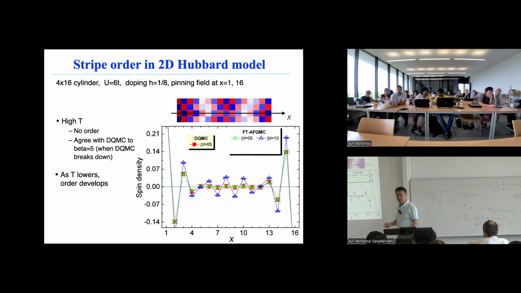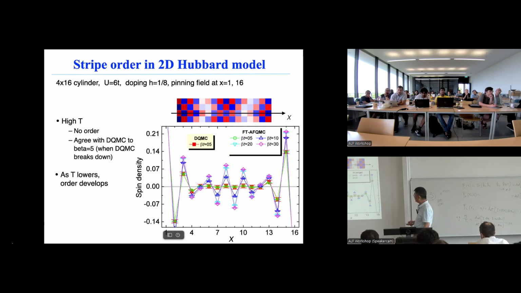But now if you lower the temperature, this is what happens at beta of 10. You can see this zigzag showing up, and the zigzag means up, down, up, down. It's antiferromagnetism. You lower it to beta of 20. Its color is not great, but it enhances. Beta of 30, it enhances.